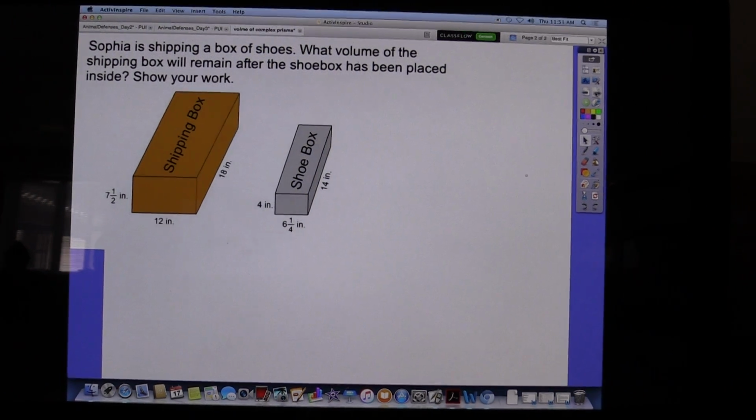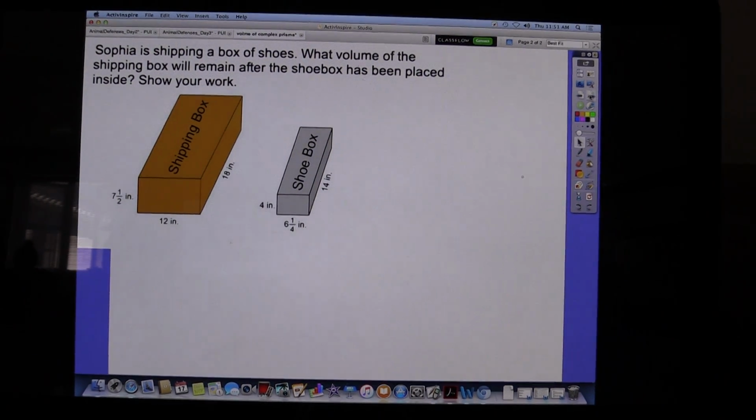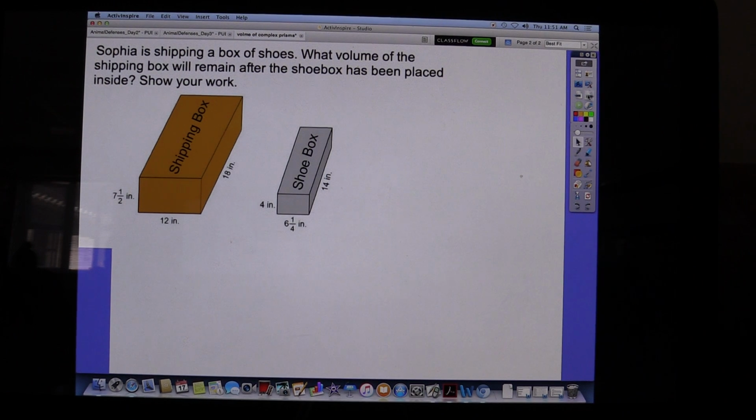Okay, here we have an example of a type of problem that some of my students are supposed to be working on tonight for their homework. So I thought I would demonstrate how to solve this problem. Now, here we have a situation that we're going to read and try to make sense of, and figure out what exactly we need to do.